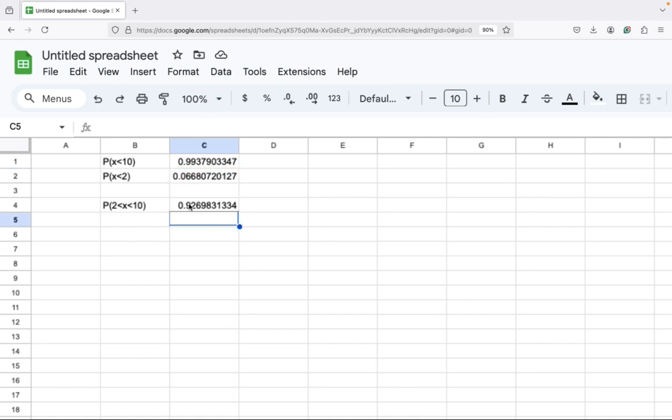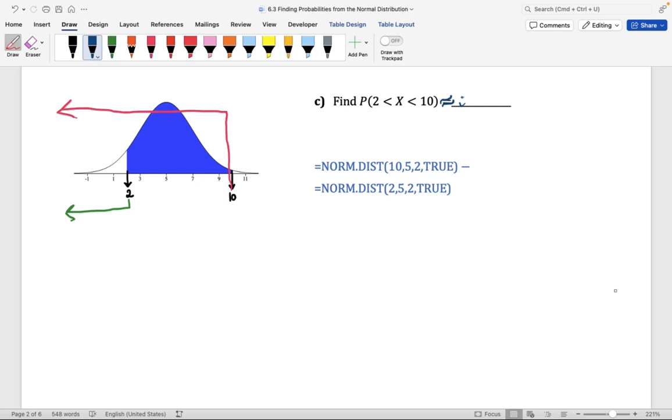This value here represents the probability of x being between 2 and 10. That is the area under the curve between x equal to 2 and x equal to 10. We're going to take this value and we're going to round to 2 decimal places. Our final answer is 0.9938. That's equivalent to 99.38%.